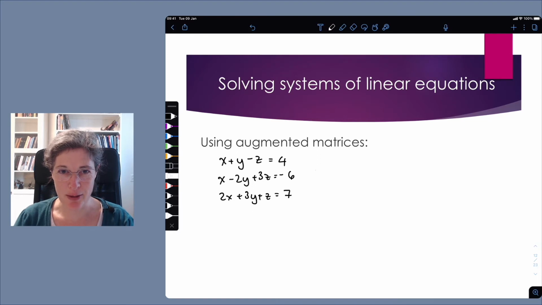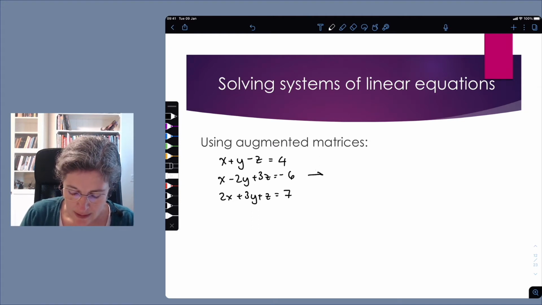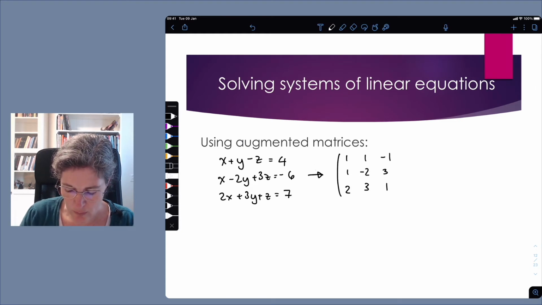All right, so let's have a look at another example. So we're going to do 3 equations and 3 unknowns, which is the most I would ever ask. I will generally try and stick with 2 equations and 2 unknowns, but occasionally there will be 3x3s. Okay, so we have these 3 equations, and the first thing that we want to do is construct the augmented matrix. So we just look at the coefficients, and we end up with 1, 1, minus 1, 1, minus 2, 3, 2, 3, 1. So those are coefficients on the left-hand side, and then on the other side of the equals, we have 4, minus 6, 7.